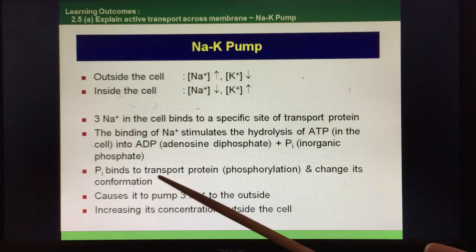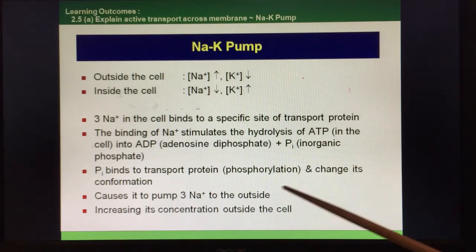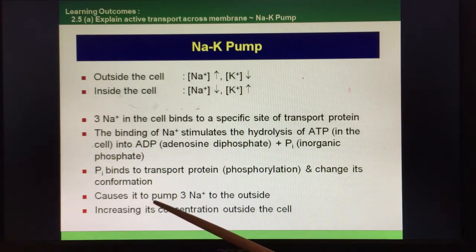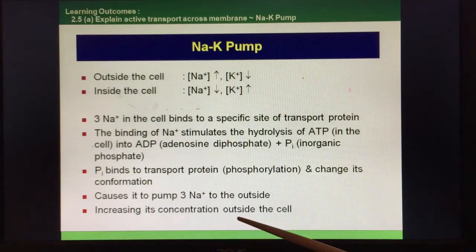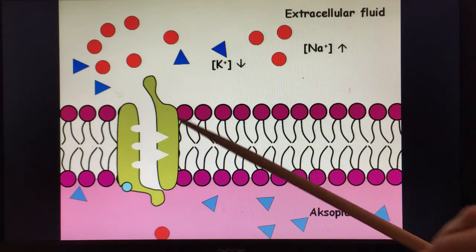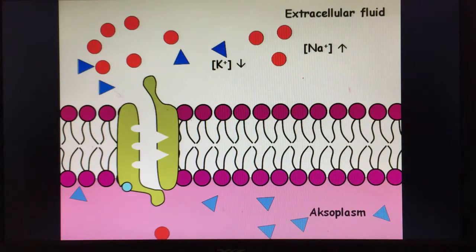Inorganic phosphate will bind to the transport protein, causing the phosphorylation of the protein and changes its conformation, which causes it to pump 3 sodium ion to the outside, increasing its concentration outside the cell. So now, 2 potassium ion will bind to the transport protein.